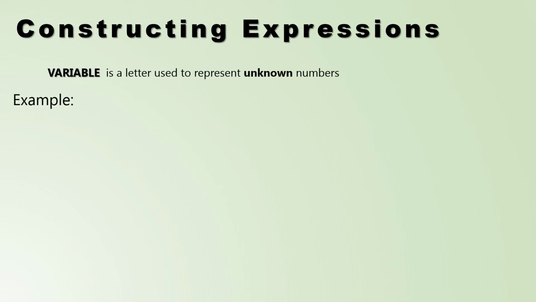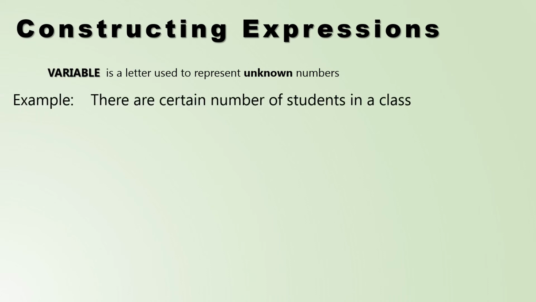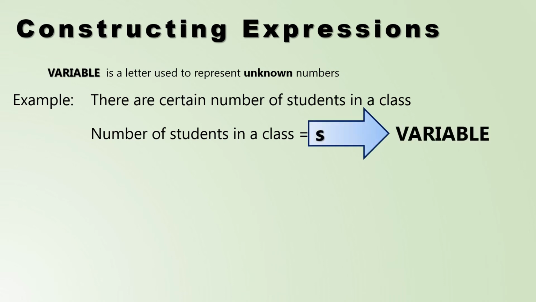So let's take an example. There are a certain number of students in a class. So we don't know the number of students in the class. In such a case, we take the number of students in the class as a letter, an alphabet. Here we take it as S. So this S is called a variable.